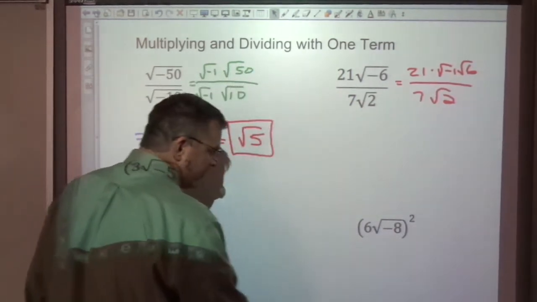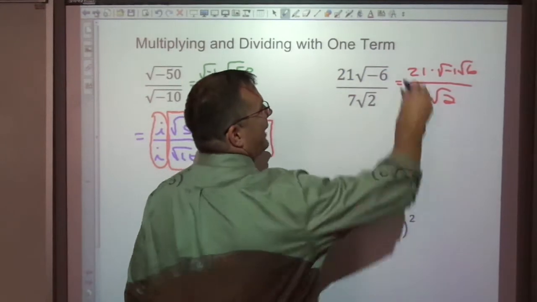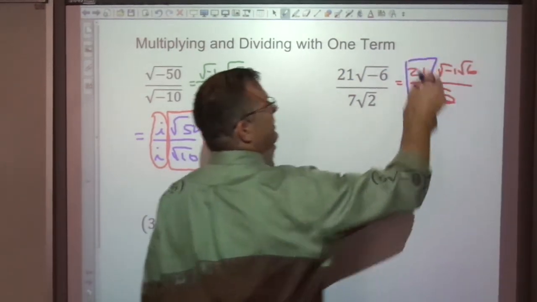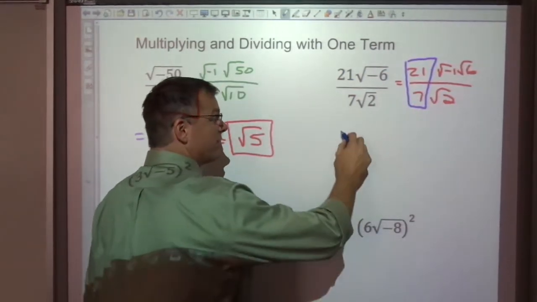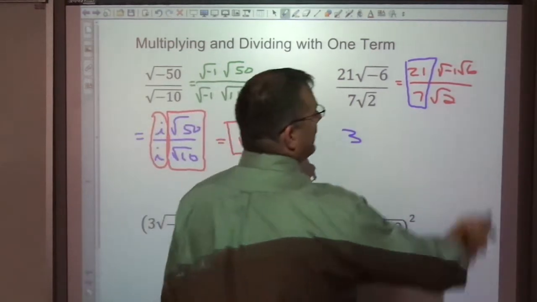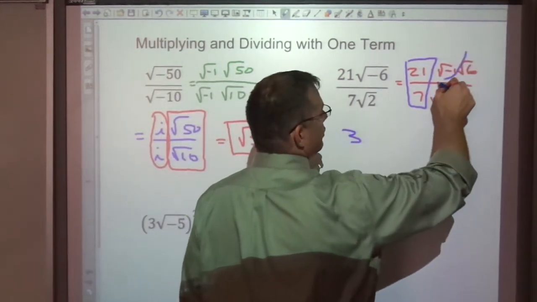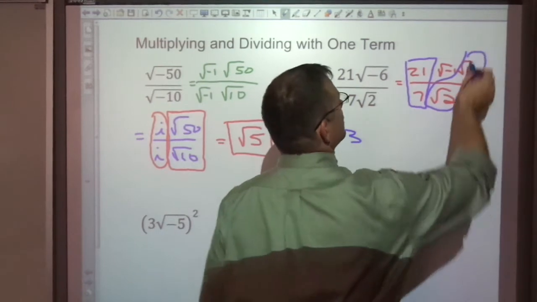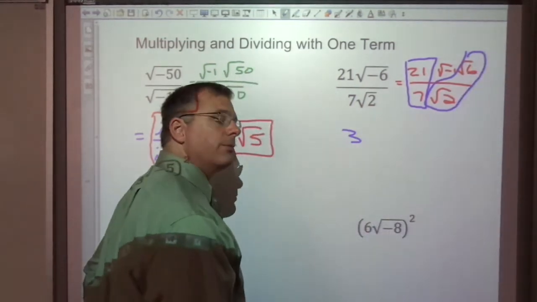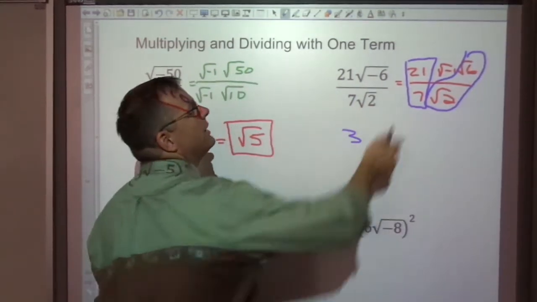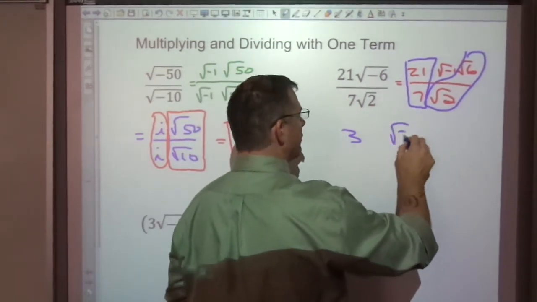Okay? Now some of these things exist. I can deal with 21 divided by 7. Those are plain numbers. That's just 3. I can deal with this, square root of positive 6 divided by square root of positive 2. Those are both numbers that I can handle. 6 divided by 2, that's just radical 3.